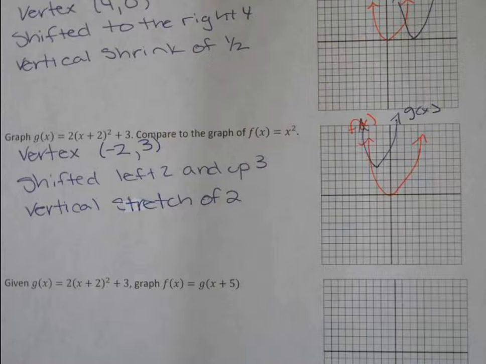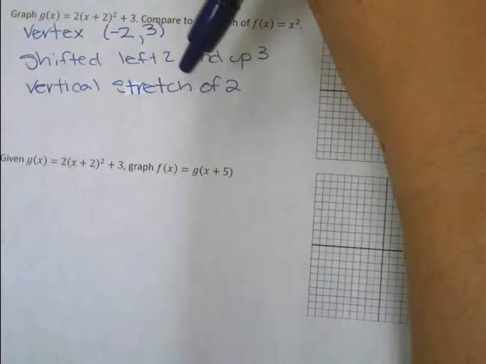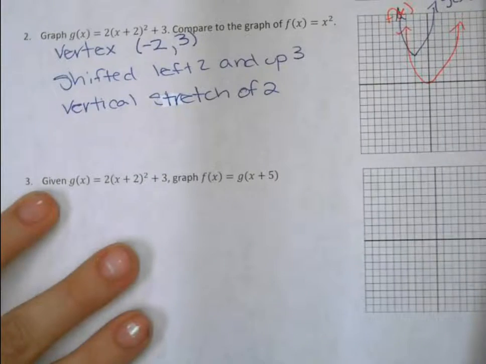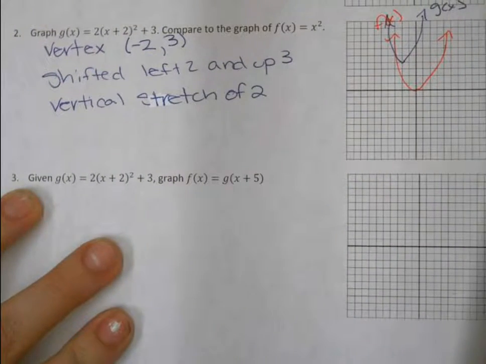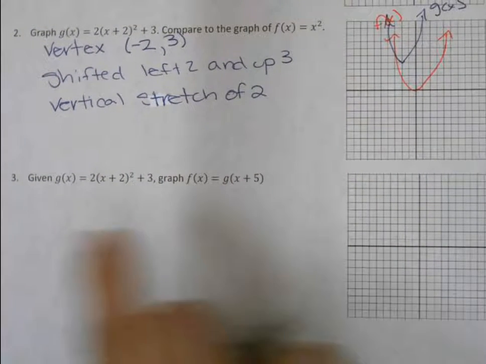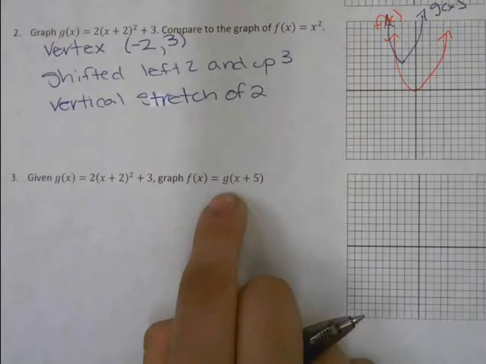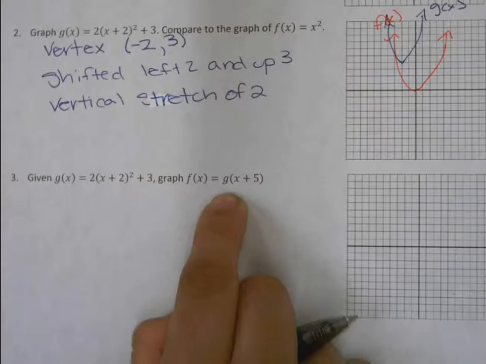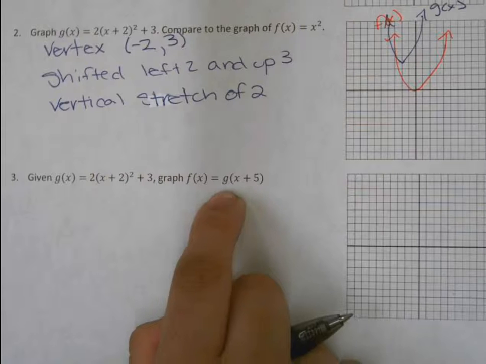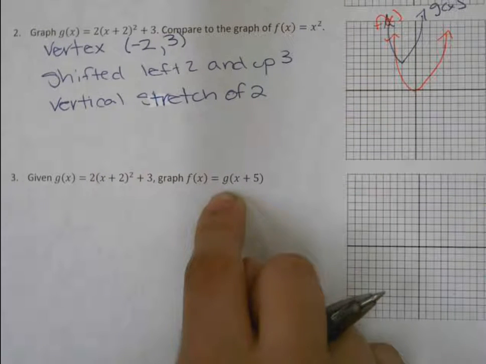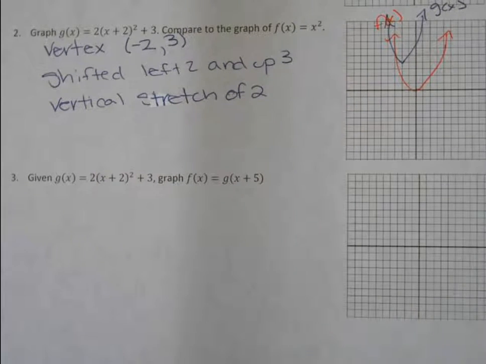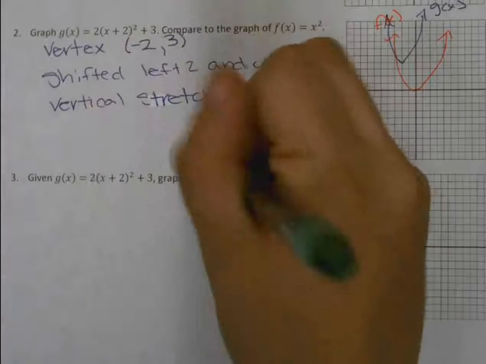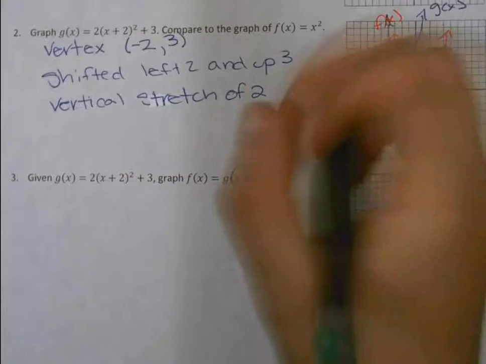Can I move on to 3? Okay, so this one wants me to graph g of x, but then also this one tells me something kind of weird for f of x. It says f of x equals g of x plus 5. What this means is plug in x plus 5 for x.